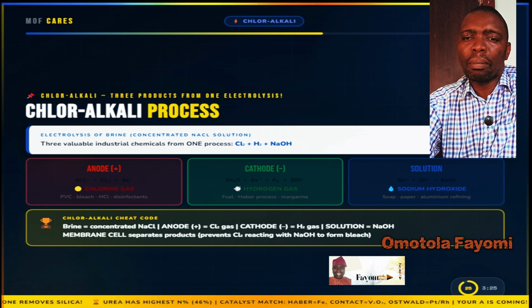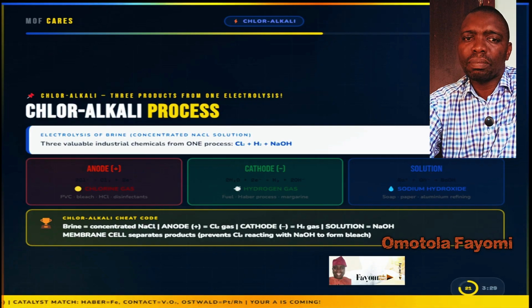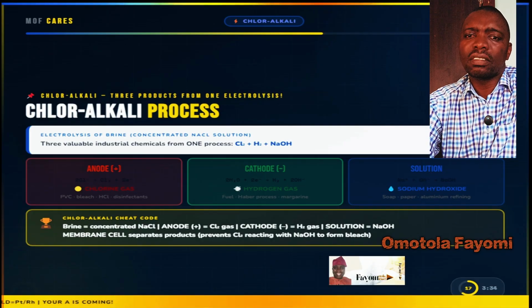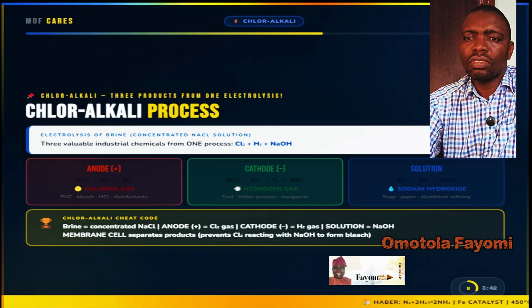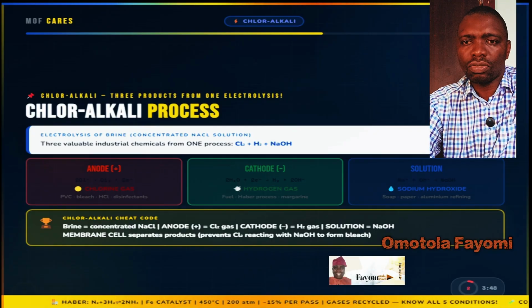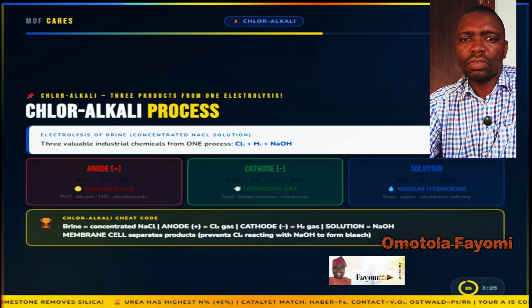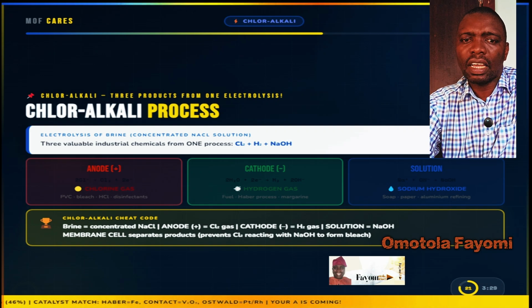Chlorine gas is collected above the anode, and that is used to make PVC plastic, household and industrial bleach, hydrochloric acid, and water disinfection. At the cathode, the negative electrode, water molecules are reduced. Sodium ions are not discharged because they are very high in the electrochemical series, making them very difficult to reduce in aqueous solution. 2H2O plus 2 electrons gives hydrogen gas plus hydroxide ion.